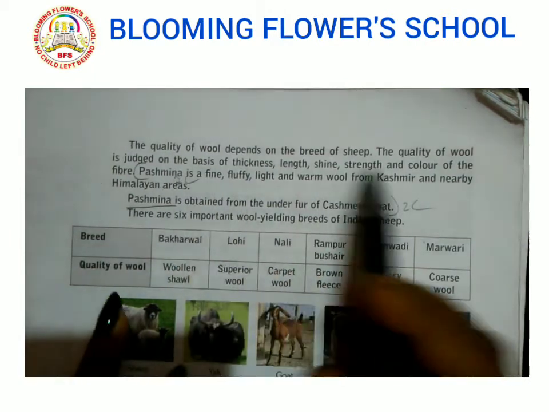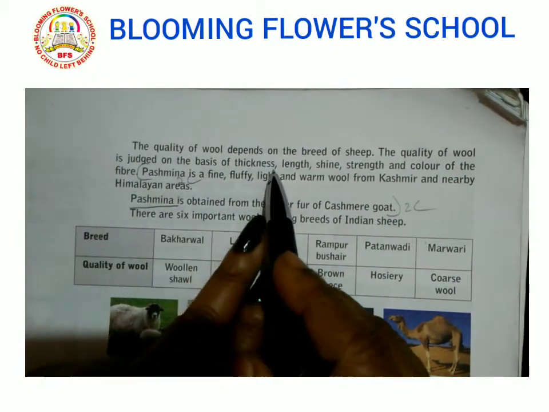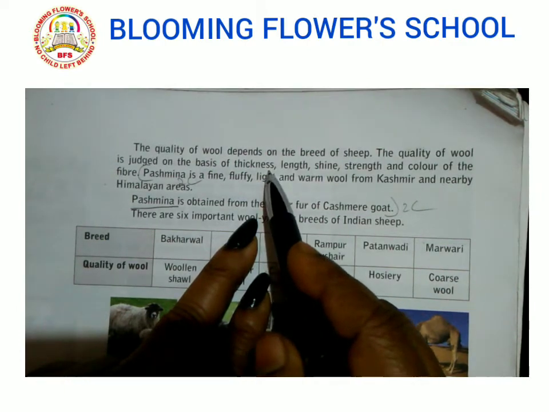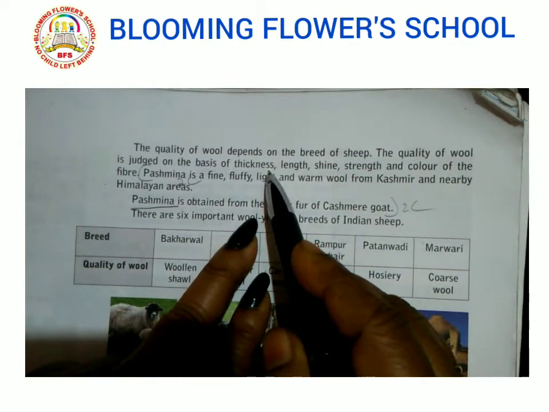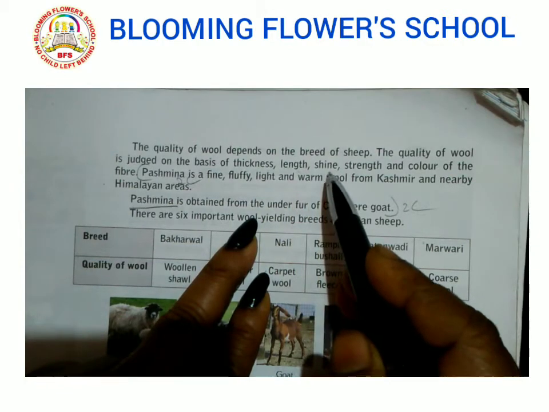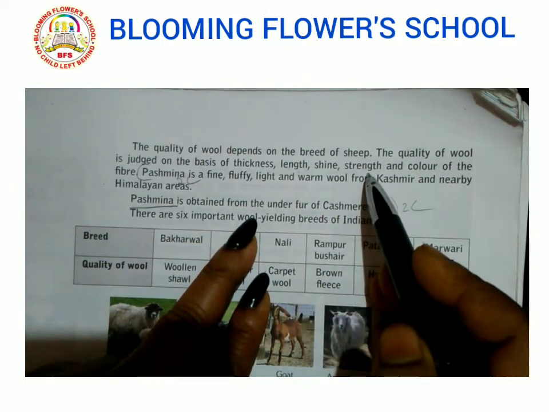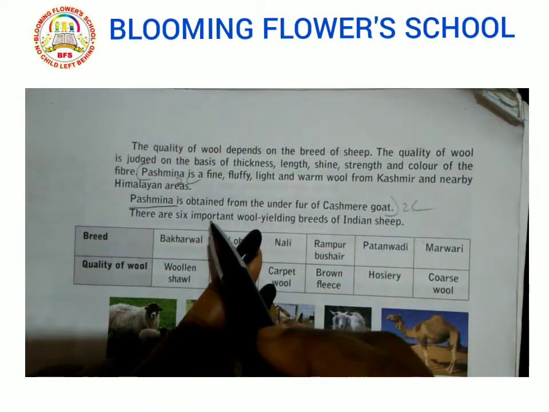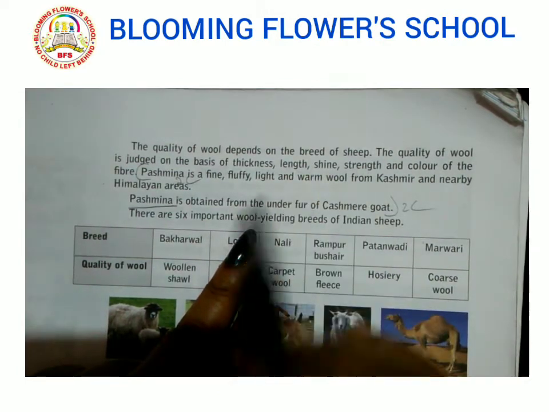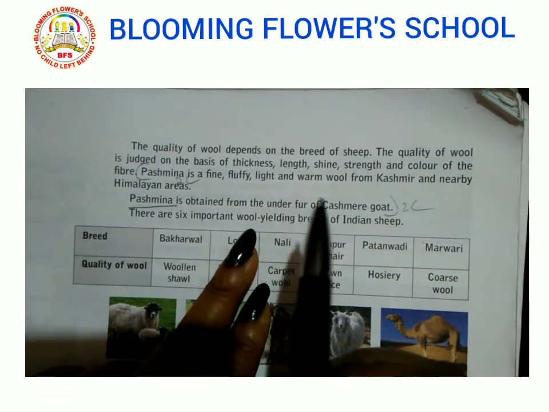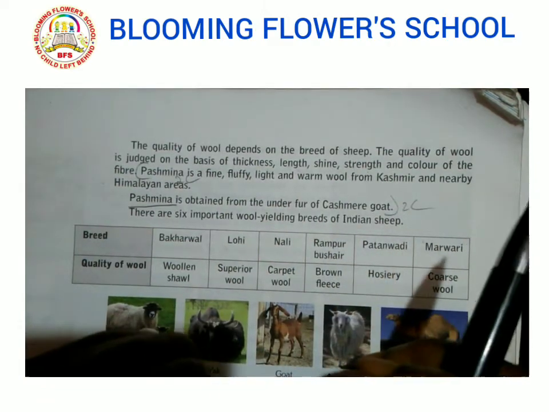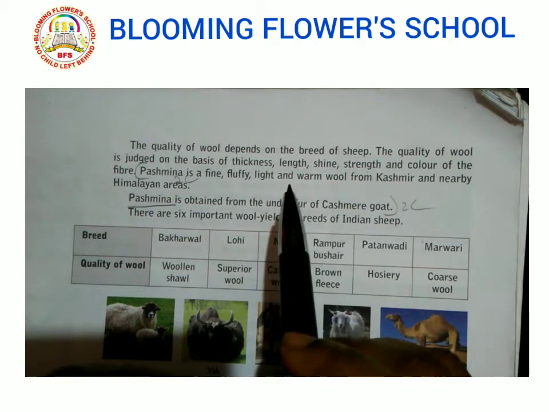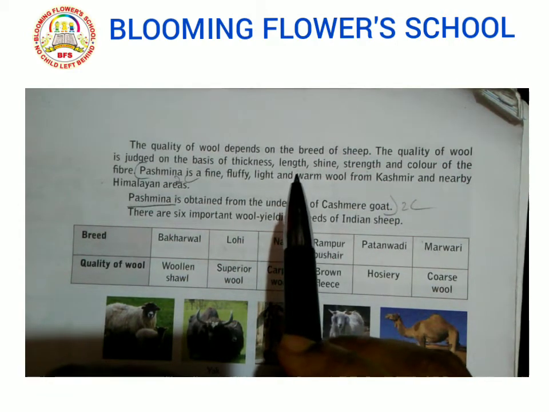Okay, so the quality of wool is judged on the basis of thickness. The wool which you get should have good thick length, it should have shine, it should have strength, and a good quality of color. Then the cost will be varying. Cheap quality means the strength is less, shine is less, thickness is less. That depends upon from where you're getting the fiber or the wool.